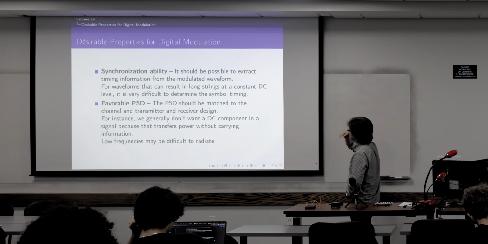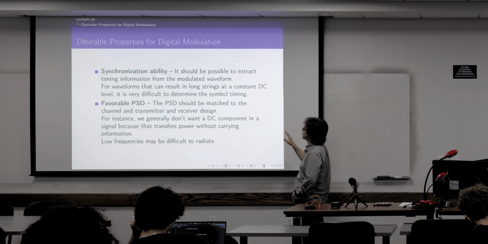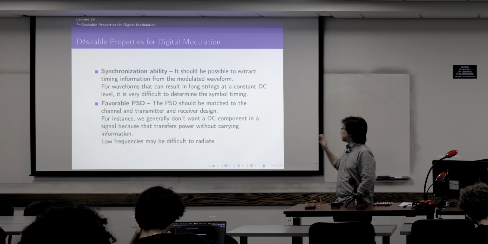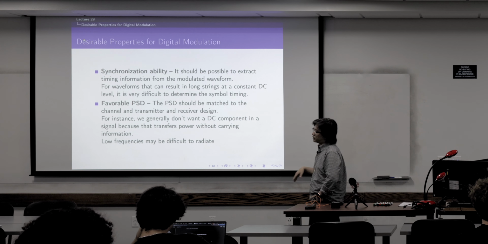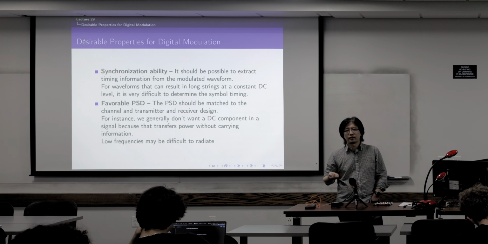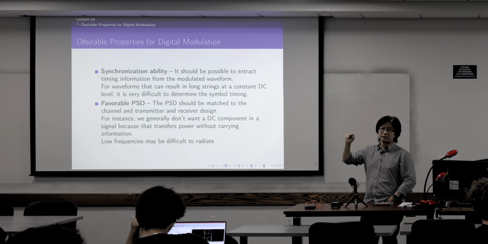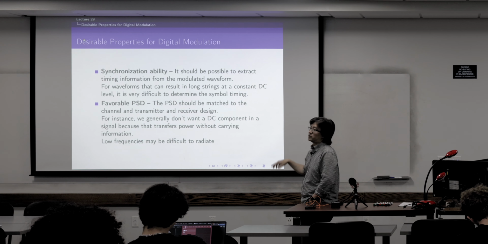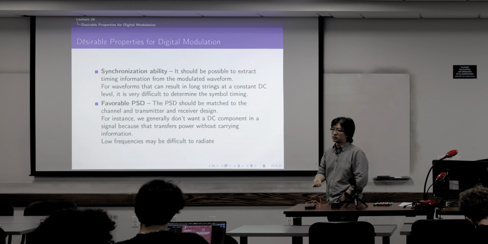And the other thing is the design or analysis of the power spectral density, or PSD. For digital communication, this is one of the most important parameters to look at. One of the reasons we look at PSD is that, oh, by the way, who still remembers PSD? We talked about that before. Yeah, very good. That's the Fourier transform of the autocorrelation function, and the integral of the PSD gives you the power of the signal.